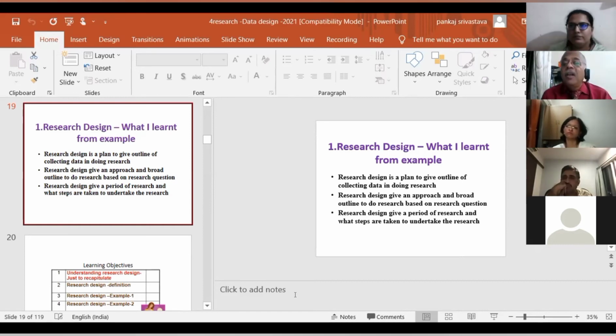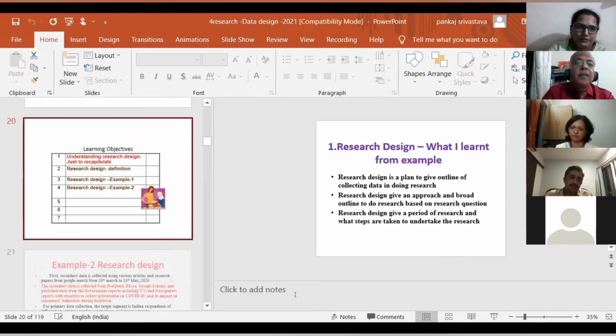It will be a hybrid mode of collecting the information, face-to-face as well as telephonic interview, as well as Google form or monkeysurvey.com will be used to collect the data. This is how the research design is written. Any confusion from my side? I hope I have clarified. Yes, no, sir, no question.